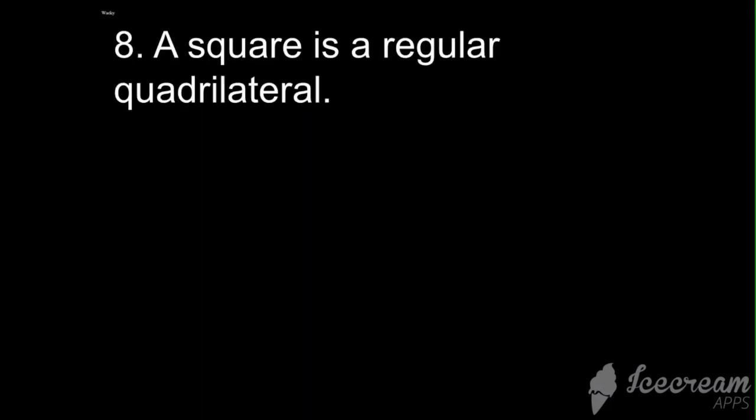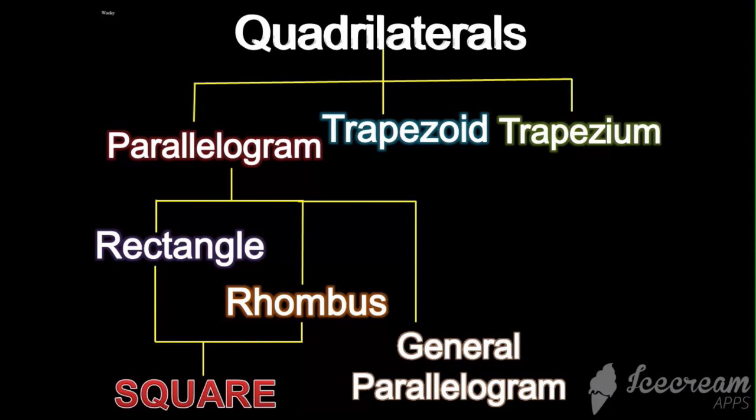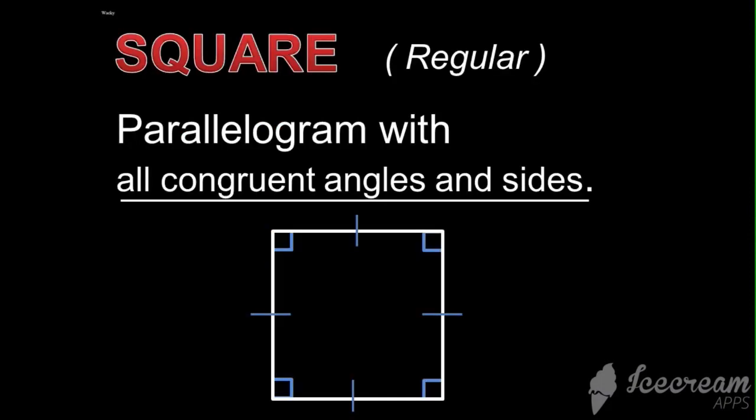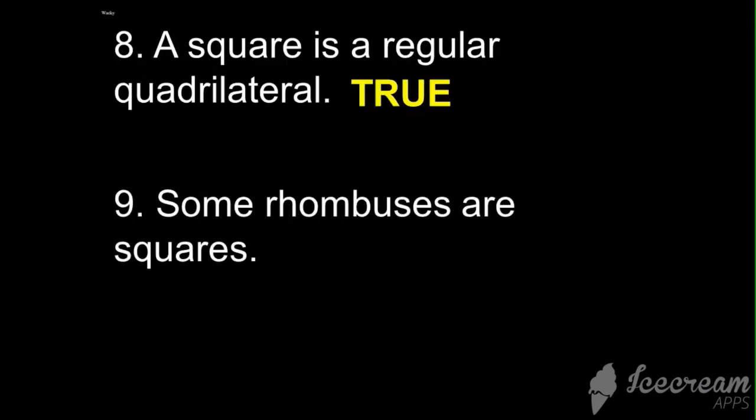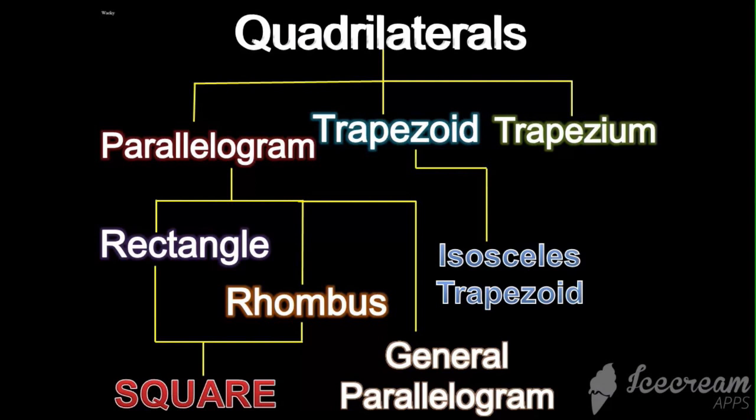Number 8. A square is a regular quadrilateral. The answer is true. Since a square has all sides congruent and all angles congruent, then it is a regular quadrilateral. Number 9. Some rhombuses are squares. The answer is true. Yes, there are some rhombuses whose all angles are also congruent, and they are squares.